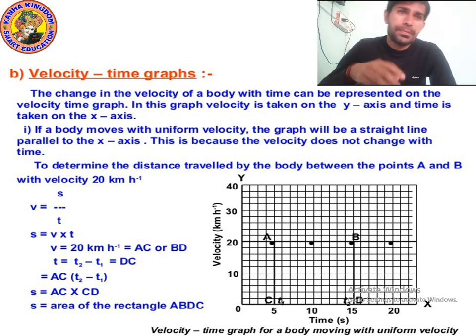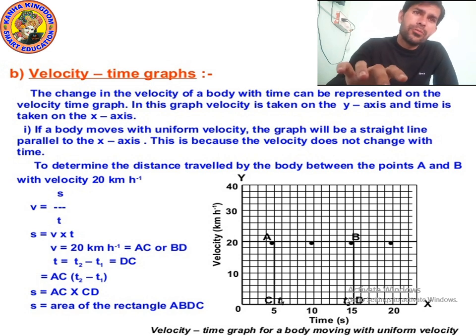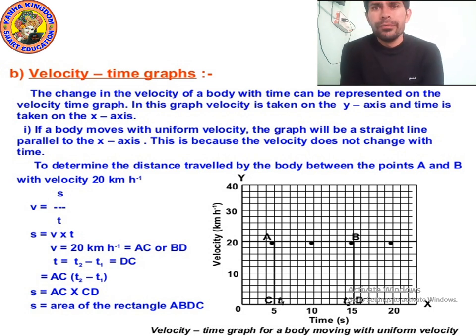We also studied the equations of motion. There are three equations. First is v is equal to u plus at. Second is s is equal to ut plus half at square. Third is 2as is equal to v square minus u square. Here v is the final velocity, a is acceleration, t is time, s is distance traveled, and u is initial velocity.